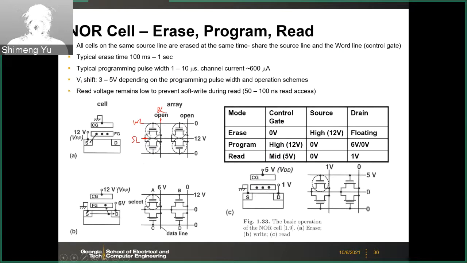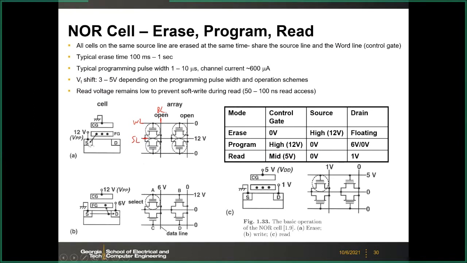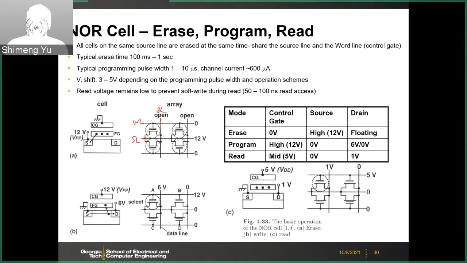So erase means you are going to remove all the electrons out from the floating gate. And in this particular case, we can apply this source FN tunneling mechanism as we discussed before. So this is a source FN tunneling. That means we apply a large voltage to the source, like 12 volt in this example, and then ground the control gate, and then make the drain floating.